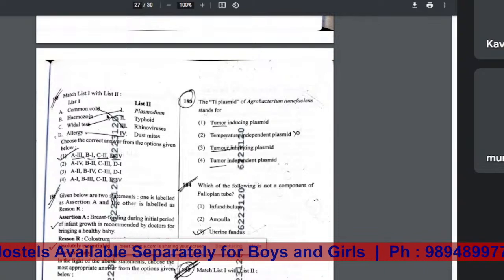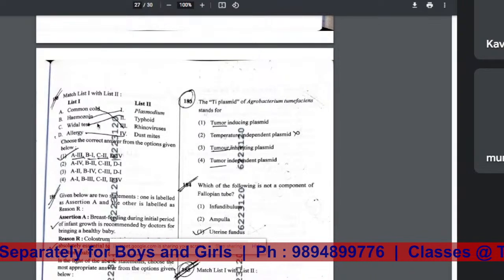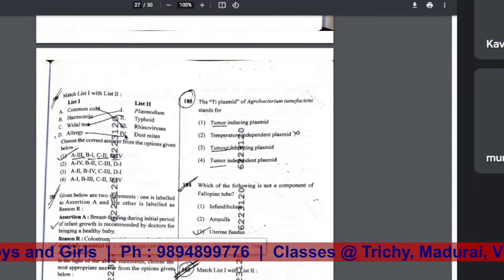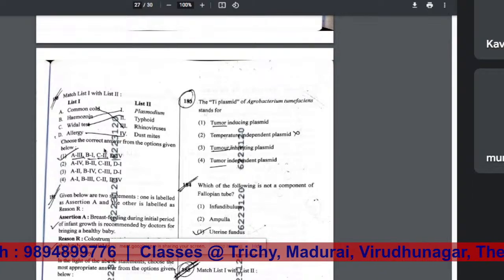So hemozoin is released by Plasmodium. Vidal test is used for the testing of typhoid. Allergy is caused by diaplasm. This is a very easy question.